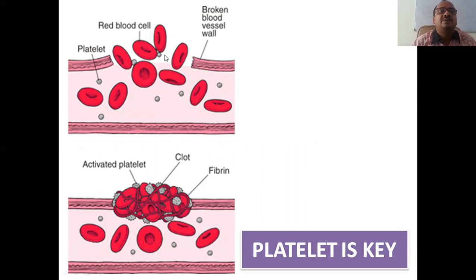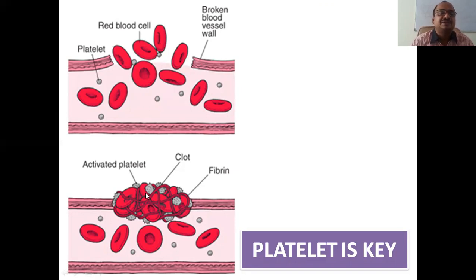See here, all the RBCs came here and also platelets. Small platelets are there. Platelets are very small in size compared to the RBC, and the color is also different. Since it is RBC, it is red, and this is white. Broken blood vessel. See here, the blood vessel wall is broken. So immediately what happened? All the RBCs along with the platelets come together. See how accumulation starts because there was damage to the blood vessel.